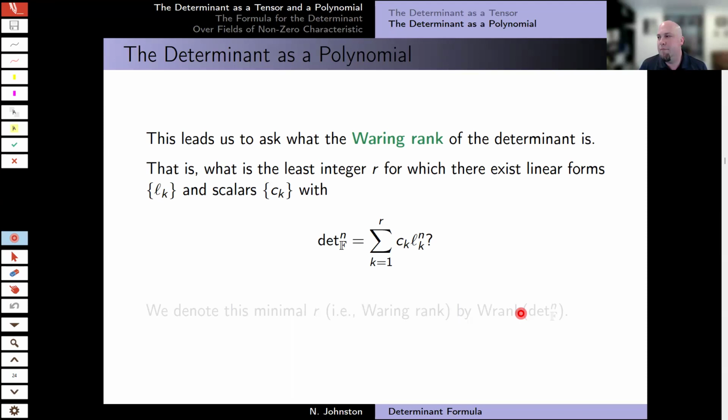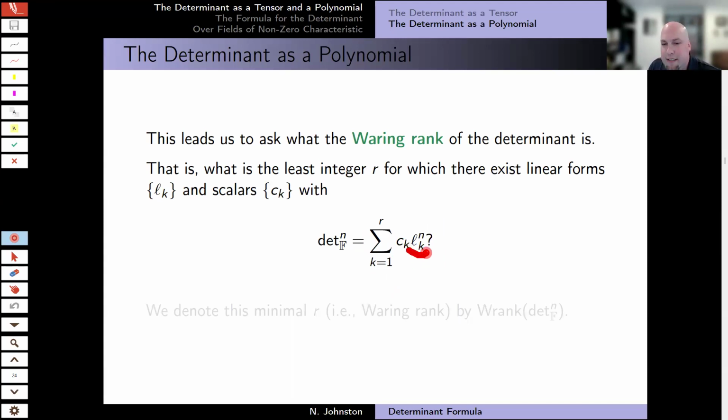it's kind of like a way of measuring how much interaction there is between the different variables or something like that. It's like how many cross terms there are, or how complicated the cross terms are. So again, it's the least number of terms that you need in a certain sum, but this time the sum is linear combinations. So these c_k are just scalars here, and these L_k, these are linear forms in the same variables.